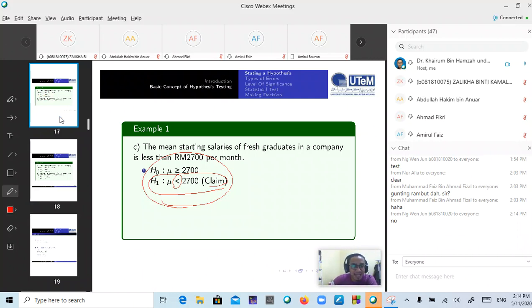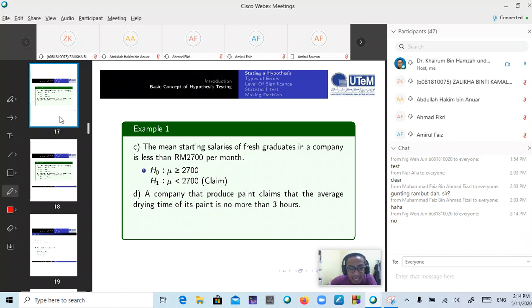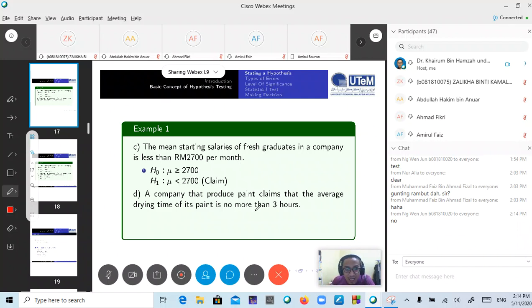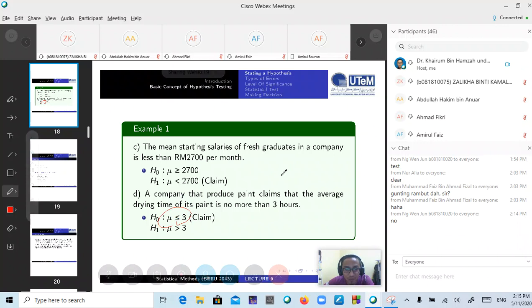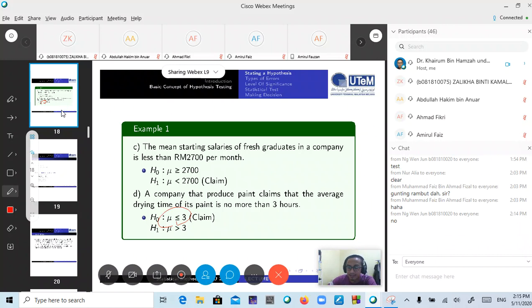Okay, next. D. A company that produces a pen claims that the average drying time is no more than, okay, remember, no more than 3 hours. So we can get this one. Okay, so the claim is mu less than or equal to 3. What does no more than mean? Maksudnya tak lebih daripada 3. Bila tak lebih daripada 3, maksudnya dia adalah less than or equal to 3. Okay, next.